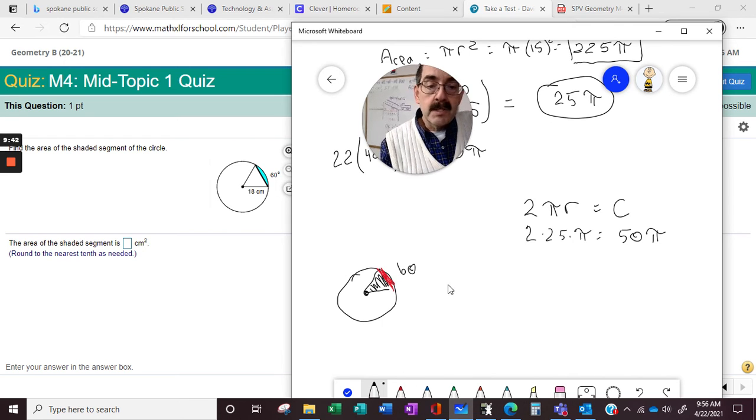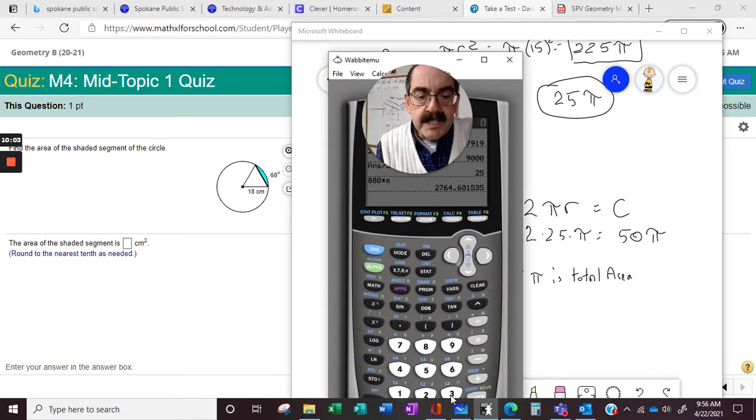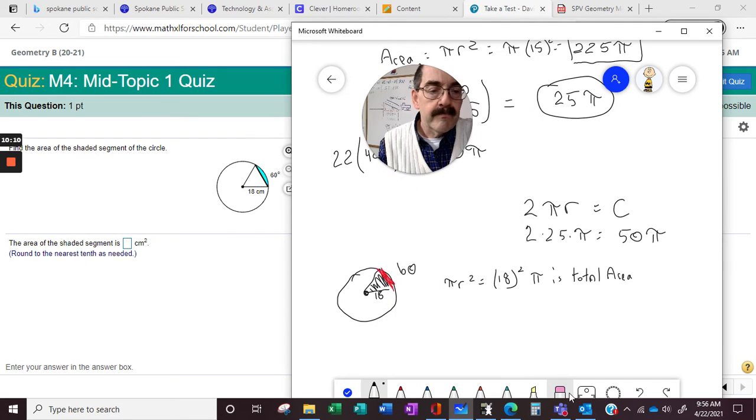Okay. So we're going to have pi r squared, and it's 18. So we have 18 squared pi is the total area. And let's just do 18 times 18, 324. Okay, so we have 324 pi, but we only want 60 of the 360.